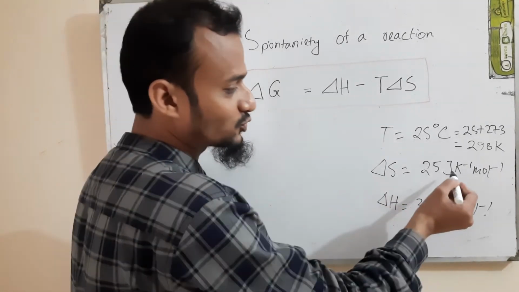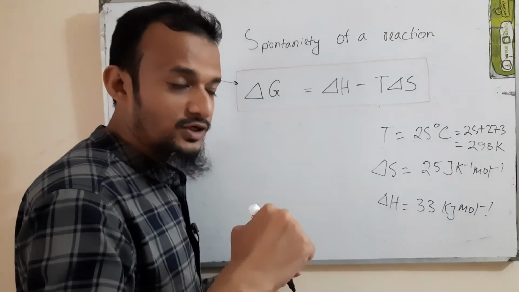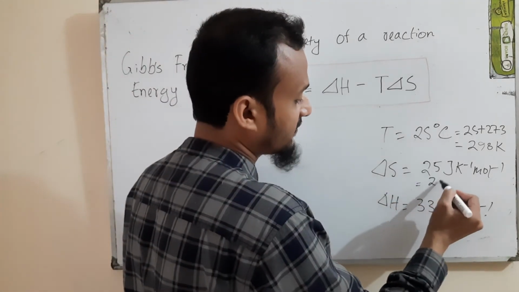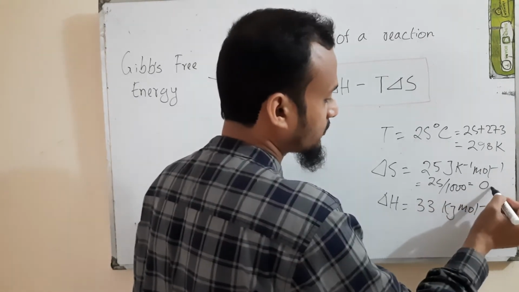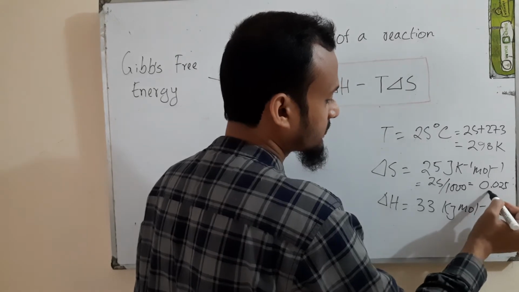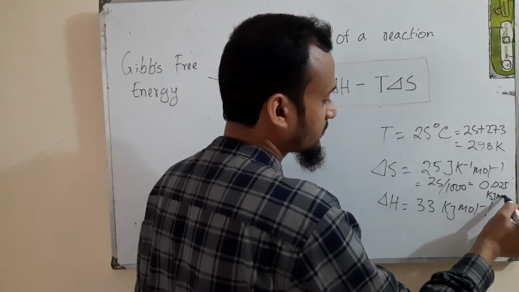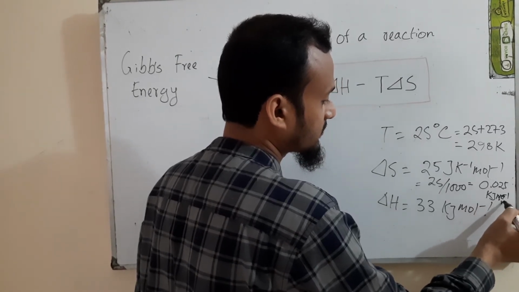Now this joule I told you earlier, you need to convert it into kilojoule per mole. So you're going to divide by 1000, right? So it will be 0.025 kilojoule per Kelvin per mole.